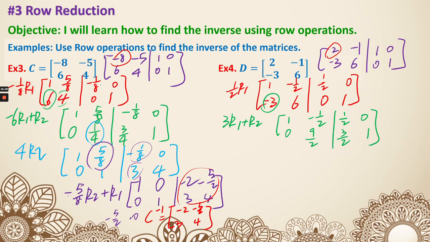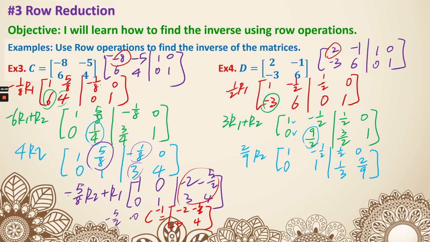Next, we already have our 1 and our 0. Now we need this to become a 1. So we are going to multiply by the reciprocal, which is 2/9 of R2. R1 stayed the same. R2, however, that 9/2 is going to become a 1. 3/2 times 2/9 is going to be 1/3. And 1 times that is going to be 2/9.